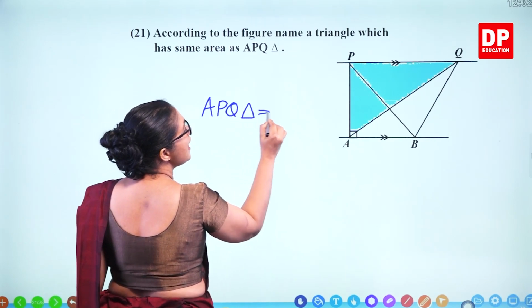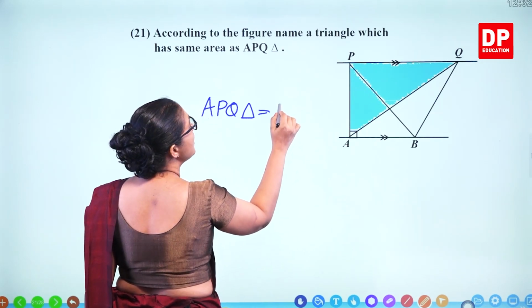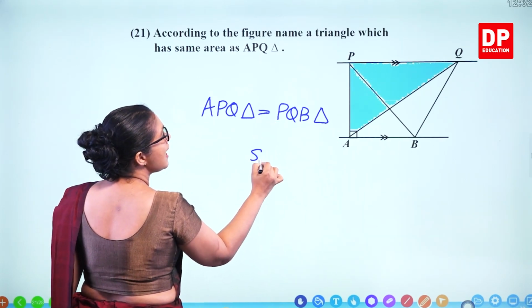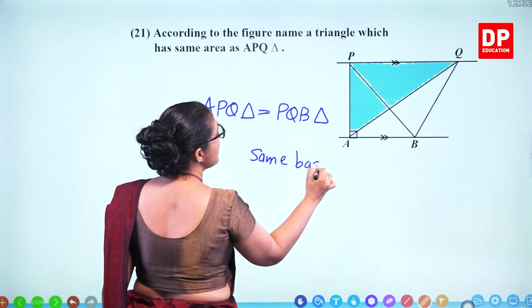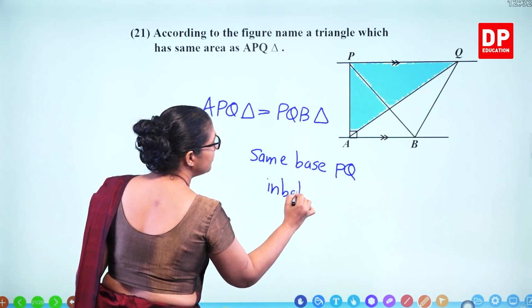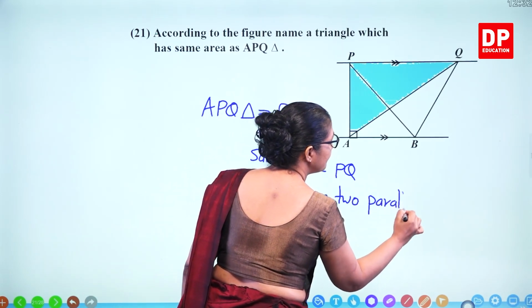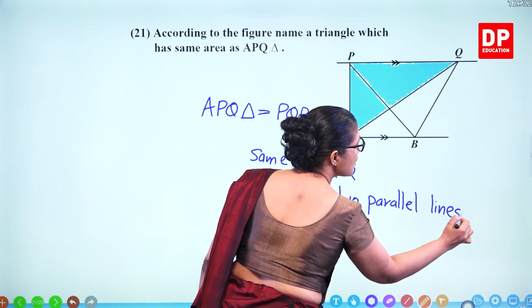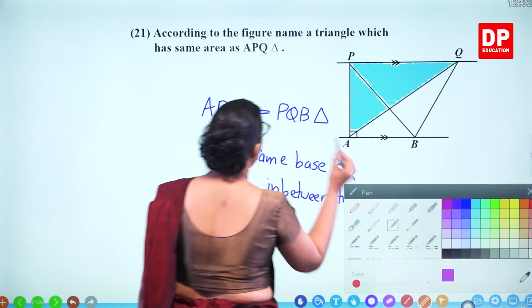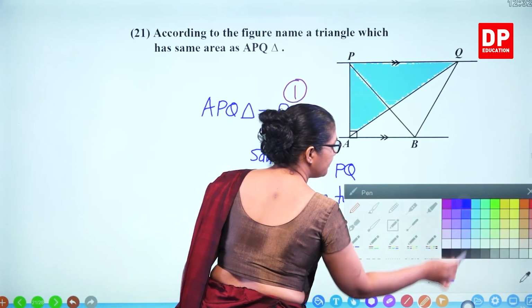You can write APQ is same as PQB. Same base PQ and in between two parallel lines. So that's why the two areas are equal. So you get 2 marks identifying this and identifying the correct reason.